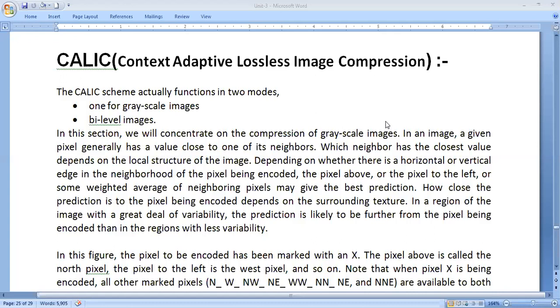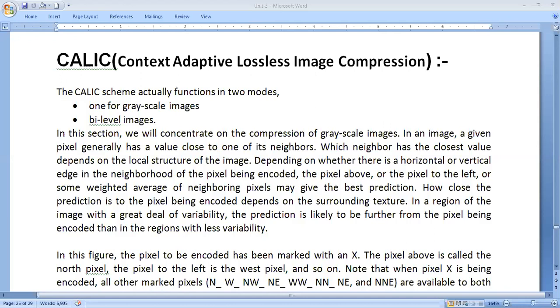And in this case, we have also discussed that the pixel to be encoded is marked as X, and the pixel above is called the north pixel, and the pixel to the left of X is called west. The pixel to the east of X is called east, and the one below is called the south.